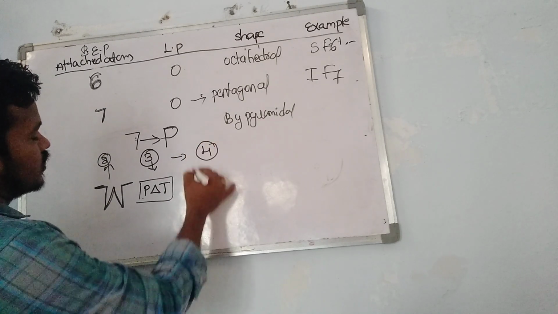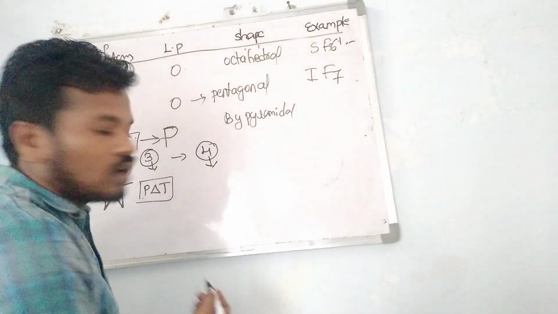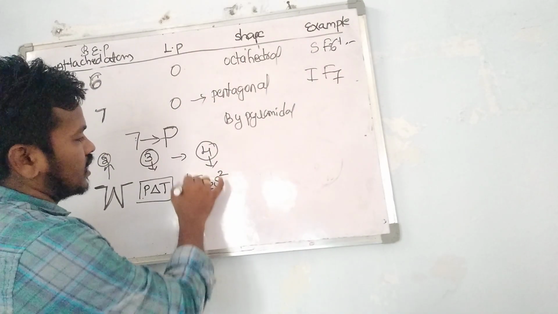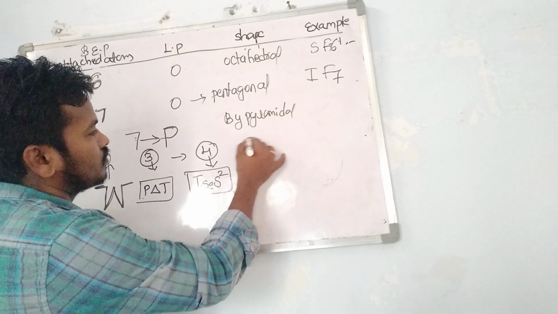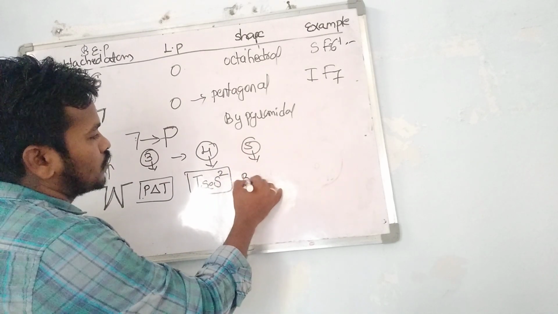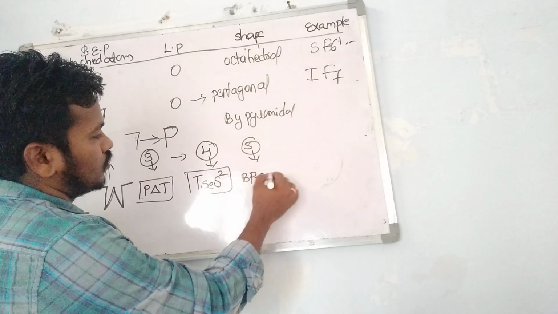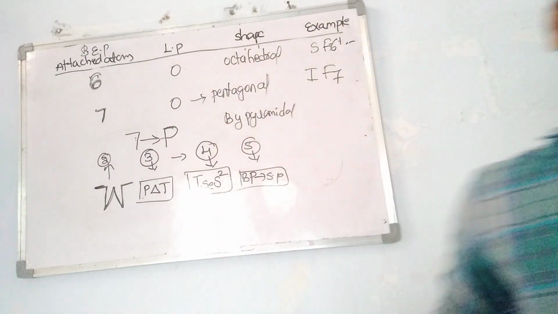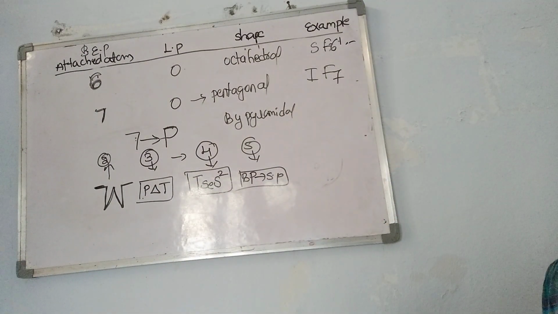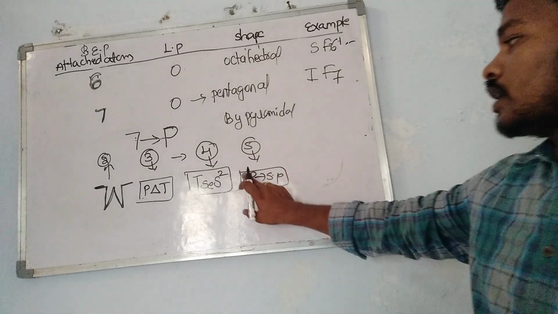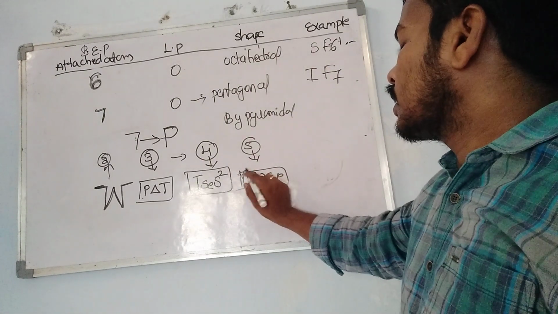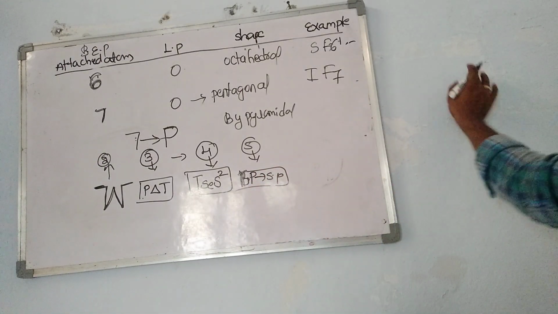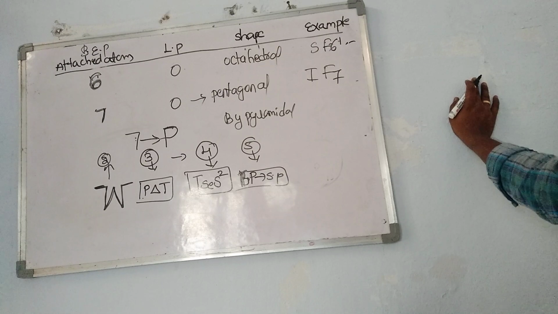If the central atom is attached with 4, how can you write it? Just tetrahedral, seesaw, square planar: TSS. If the central atom is attached with 5, this one I will write: trigonal bipyramidal and square pyramidal. You can write it like this also.